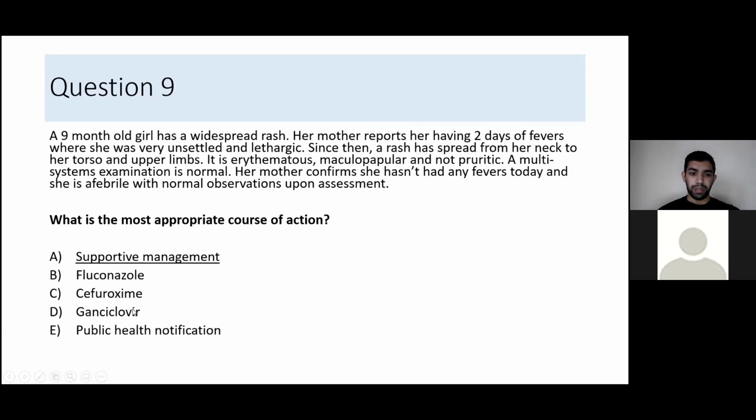And then all the other options are, well, fluconazole is for fungal infections, which is not the case here. We're not suspecting a bacterial infection or that she's quite unwell, so we will not give an antibiotic. And ganciclovir, we do not tend to give antivirals for this, but ganciclovir would be an antiviral you might consider for certain types of herpes virus infections.